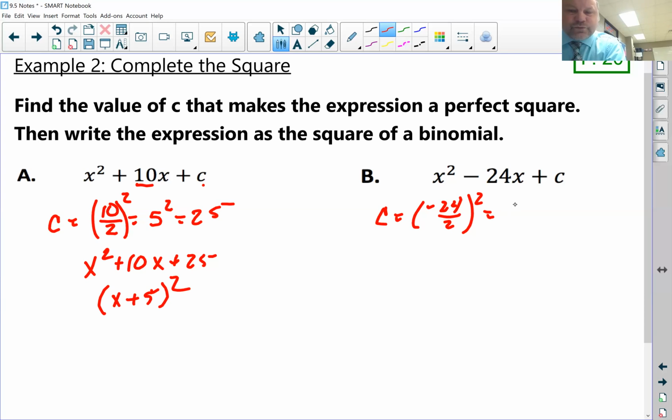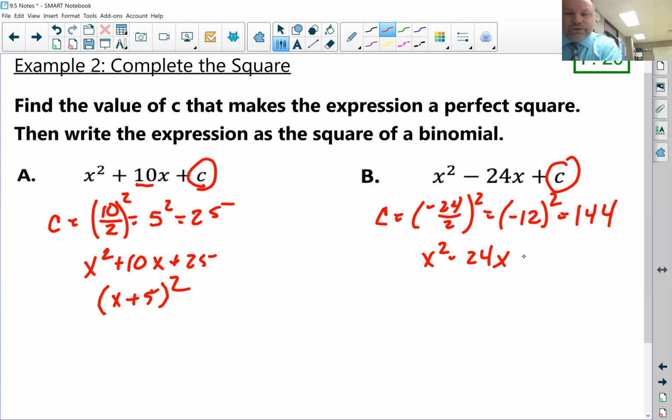Negative 24 divided by 2 is negative 12. And negative 12 squared is positive 144. So the big thing, this value for C is always going to be positive. That's the only way we could have a perfect square, or the square of a binomial.